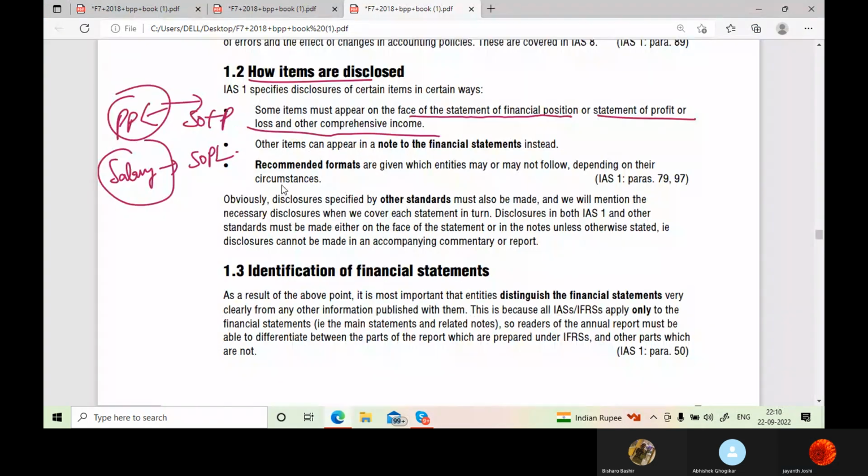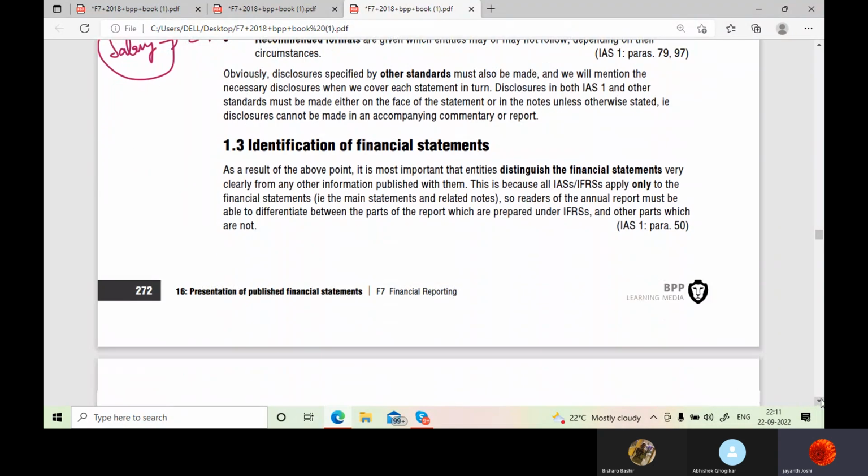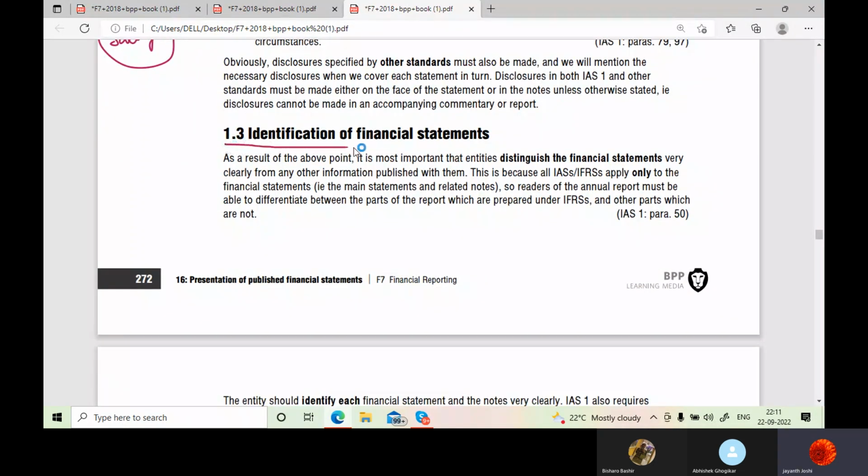Now, other items can appear. That is what you cannot show on the face of the statement; you have to show it in the notes. And the formats we have already discussed. How will you identify a particular financial statement?